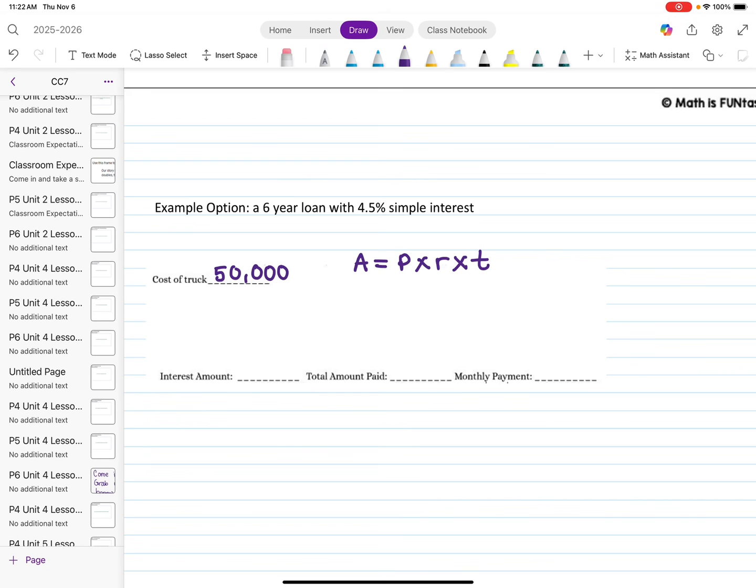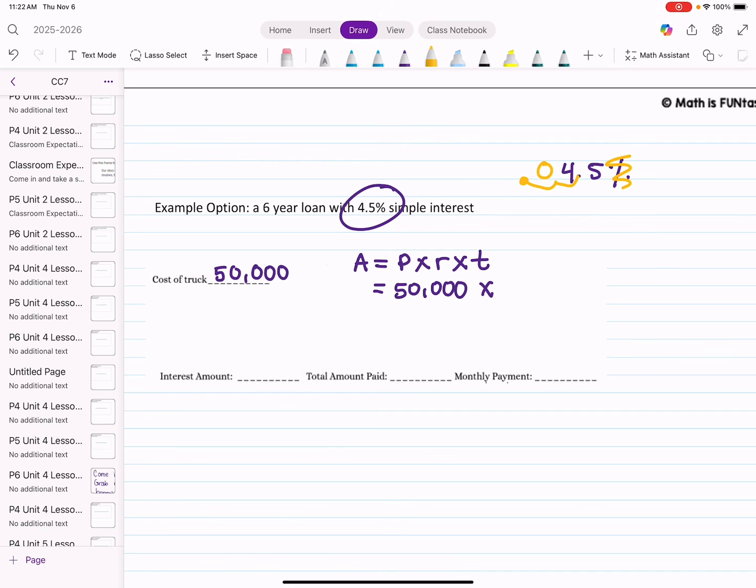Again, P stands for principal. That's the amount that I borrow. So what I'm borrowing here is that $50,000. My rate here, if I look here, is 4.5%. But I can't put just 4.5 in here because I need to make sure I write this as a decimal. So I would drop that percent sign and move the decimal twice. That gives me the decimal of 0.045. And then they tell me here in 6 years, so my time would be 6.